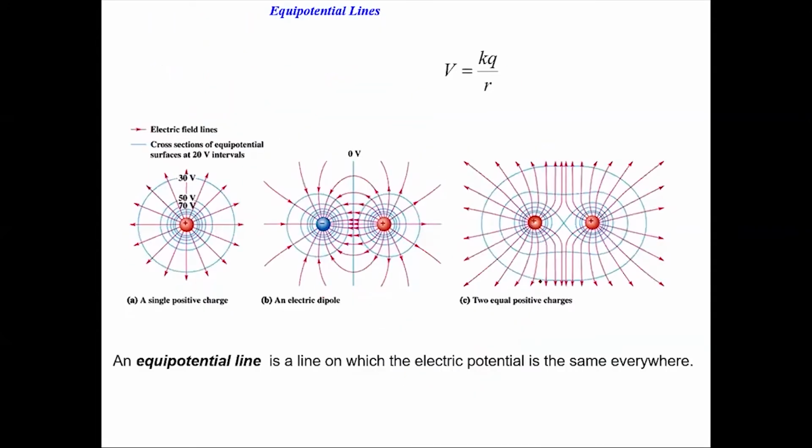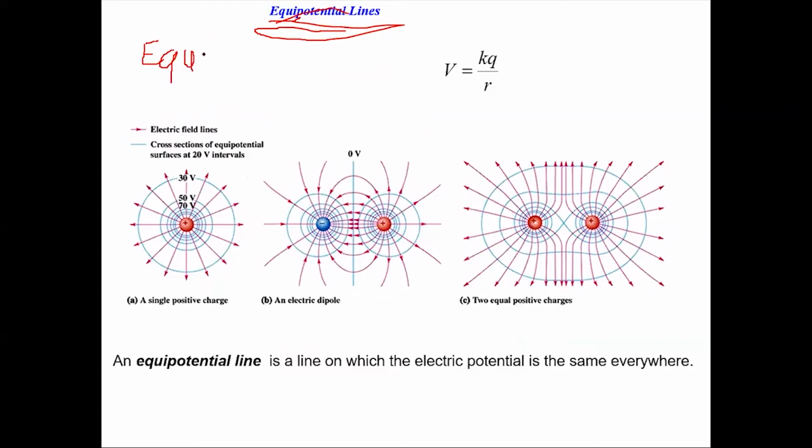Now let's talk about equipotential lines. Look at this heading here: equipotential lines. So line is line. What is equal? Equal means equal, right? It's telling equal. In short, you say equal.